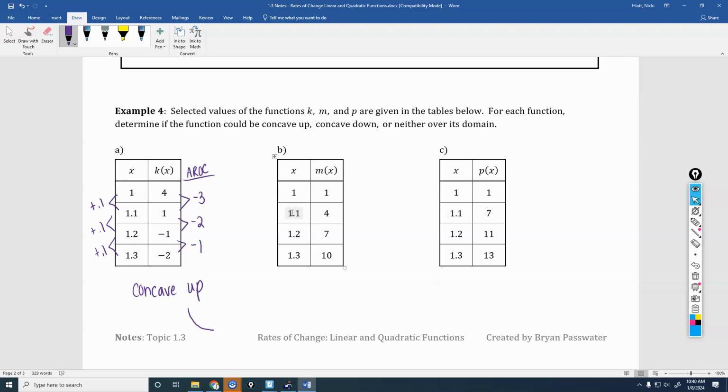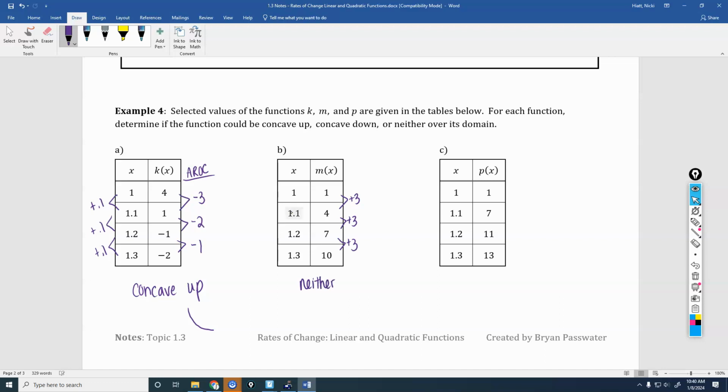Okay, B, let's look at our change. We got up 3, up 3, up 3. Okay, this is our easiest one, kind of. Is that concave up or concave down? Neither one, right? Because your rate of change is not increasing or decreasing. You just have a straight line here, so it wouldn't be concave up or down. So this would be neither.